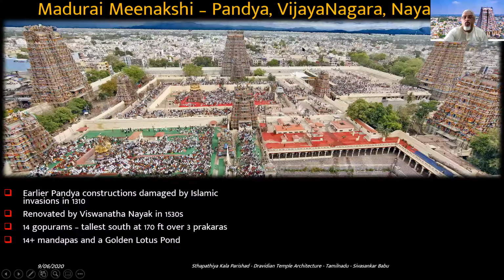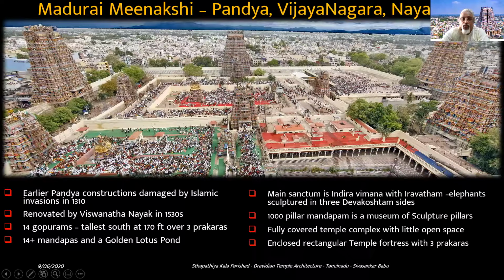It has around 14 plus mandapas in between. All of them, if you see, this is during a Brahmotsavam, where the crowd is on the roof, the entire crowd is on the roof. You can see how much covered enclosure there is. The main sanctum is an Indra Vimana, which was built at a later point of time, restructured, with the Airavatam elephants standing on all the corners, and it looks grand in black granite polished to the core.